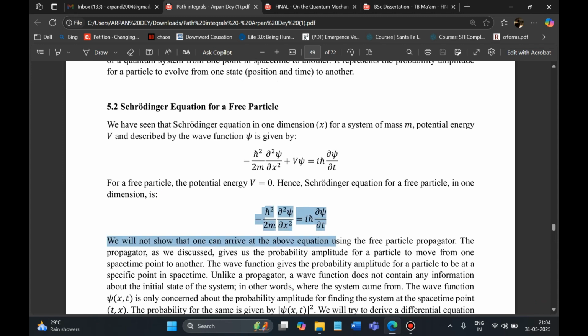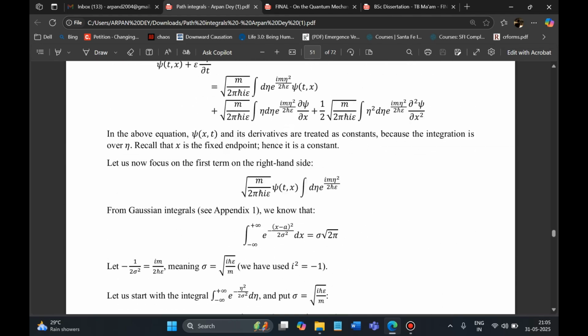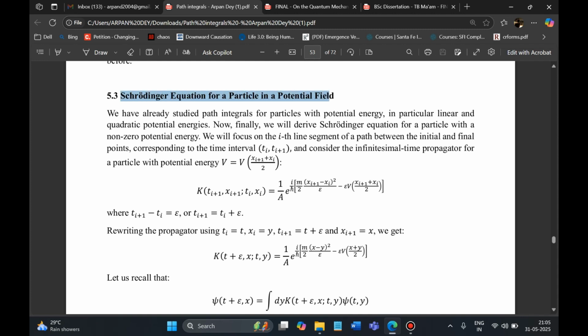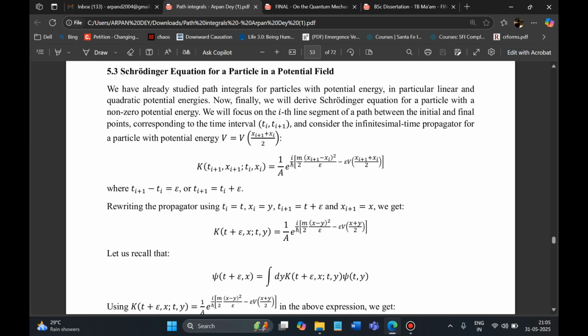Now in today's video, for the remaining part, we'll be showing how we can also derive Schrodinger's equation for a particle with a non-zero potential. I mean this entire equation. Since now we know how to calculate the path integral for particles with potential, we have a basic idea. So now we'll be talking about the Schrodinger equation for a particle in a potential field. Again here we'll be using the assumption that the potential as a function of position, V, is evaluated at the midpoint of that line segment, like we did: V of (x_{i+1} + x_i)/2.